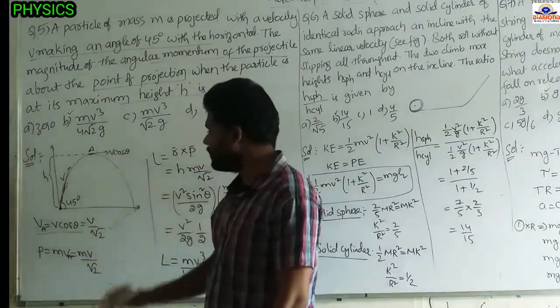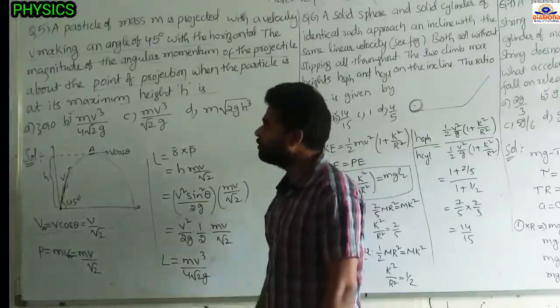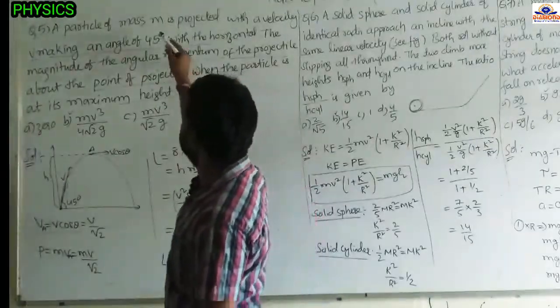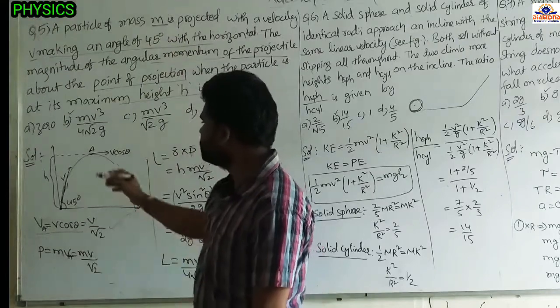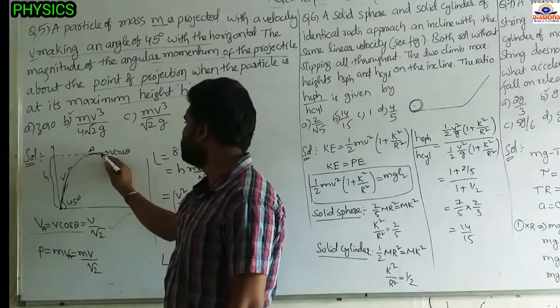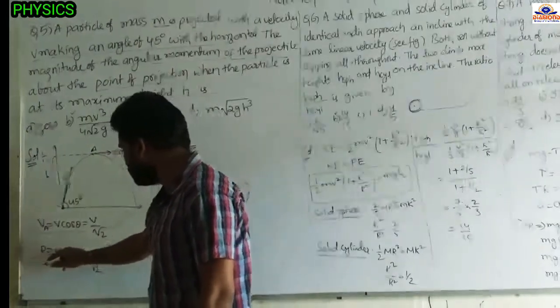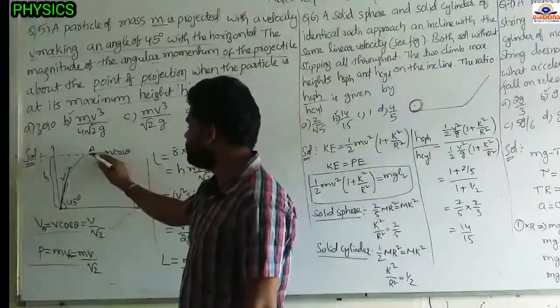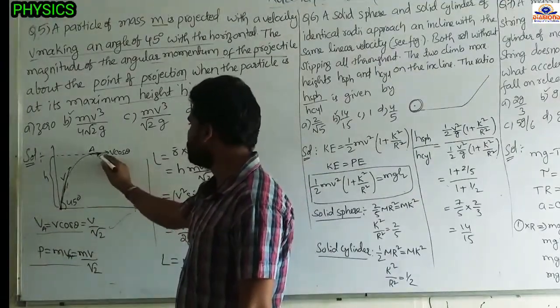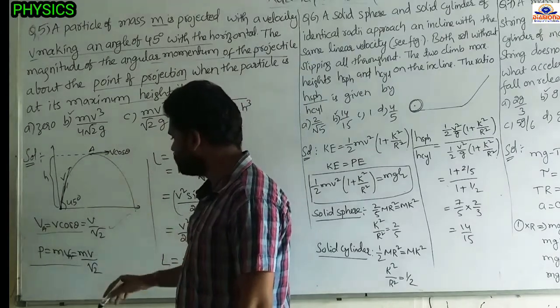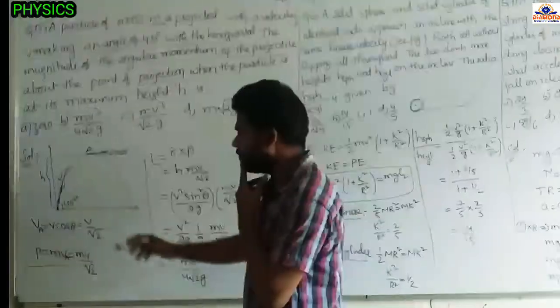So at the maximum height the velocity equals v by root 2, and the mass of the particle they have given is m. So at this point the linear momentum p equals mass into velocity. The mass of the particle here is m, and the velocity at this point is v by root 2, so mv by root 2. So we got the linear momentum.